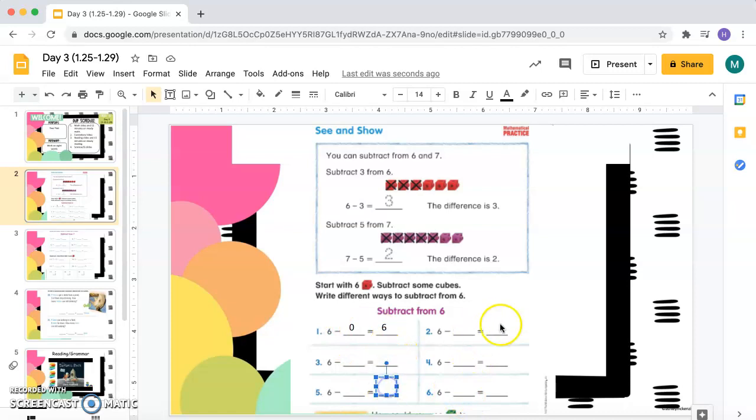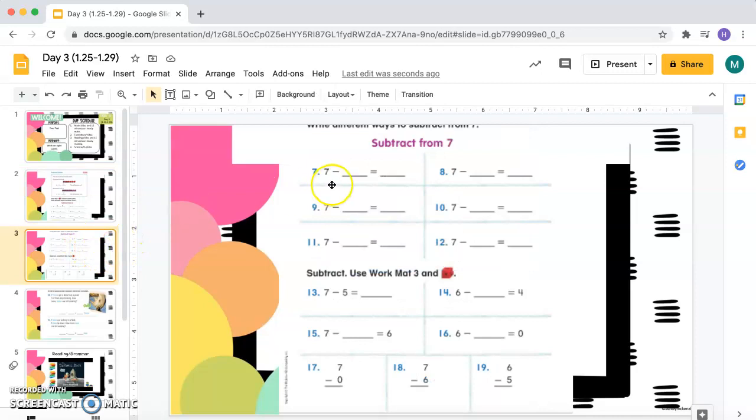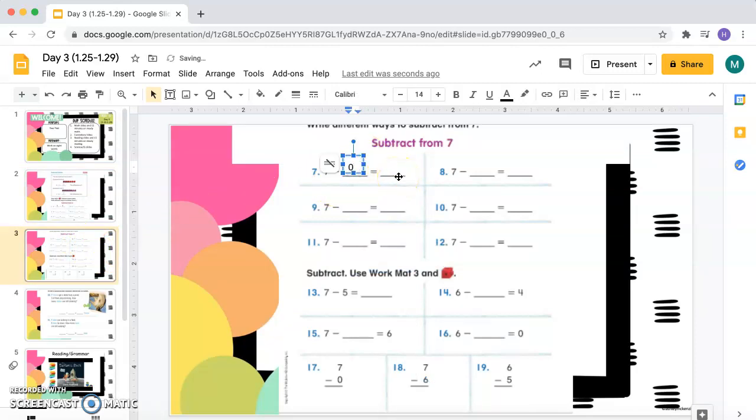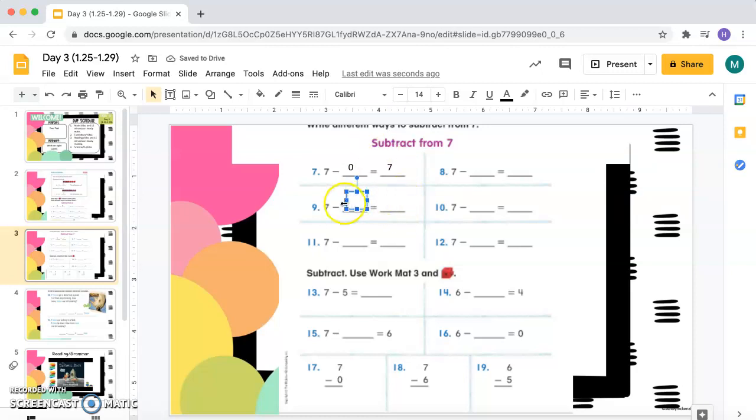And again, if you just click on the lines, the text box will show up so you can put your number there, okay? It will not show up unless you click right there. And then the next one, you're subtracting from 7. So again, I'll do 7 minus 0 equals 7. And then you could do minus 1, minus 2, minus 3, minus 4, minus 5, whatever you would like to do, and then put your answers over here. All right, so ignore this part that says use your work mat.